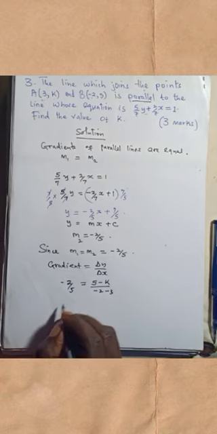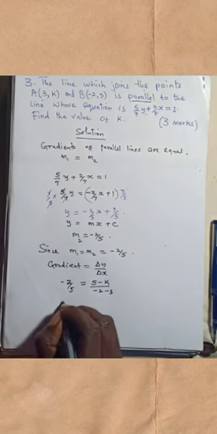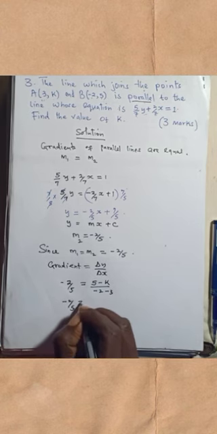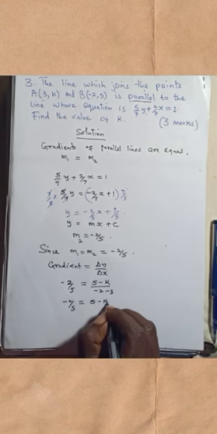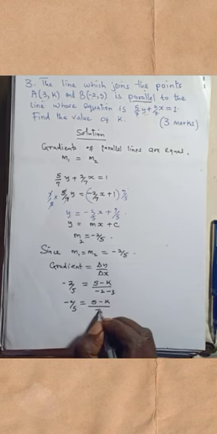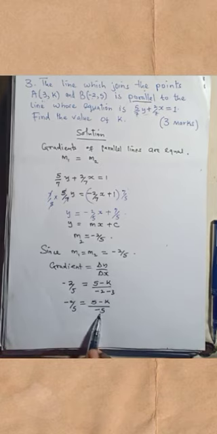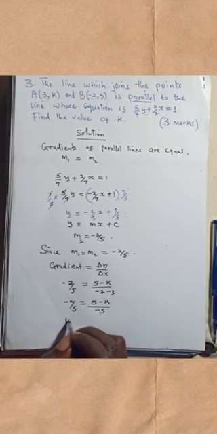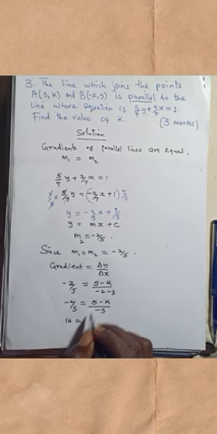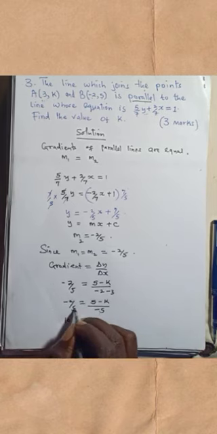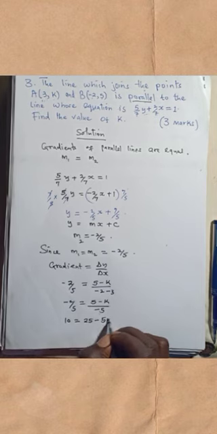From here, we can simplify and say we have negative 2 over 5 is equal to 5 minus k over negative 2 minus 3, which gives negative 5. Then we do cross multiplication. Negative 2 times negative 5, you get positive 10, is equal to 5 times 5, you get 25, minus 5 times k, you get 5k.